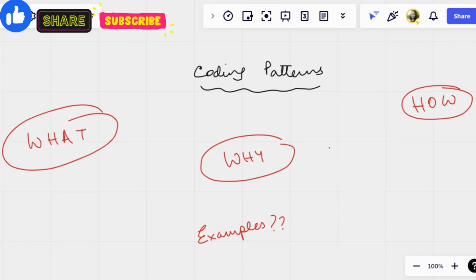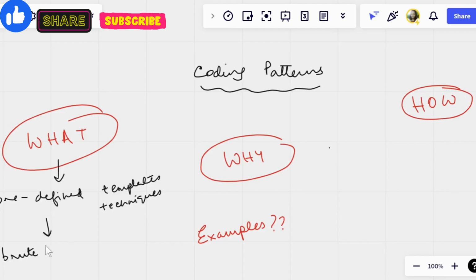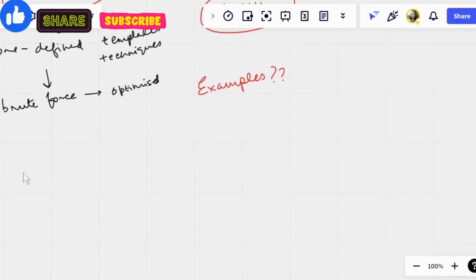Now, firstly, what are coding patterns? Coding patterns are nothing but predefined templates or techniques, which, if you can identify early on in your learning journey, make it much easier to connect the dots and, of course, to transition from a brute force solution to a more optimized way of solving a problem. You can also try to understand what the clues are in a given question, something like if the array is sorted, which can help you identify what data structure you should use, what algorithm you should use.